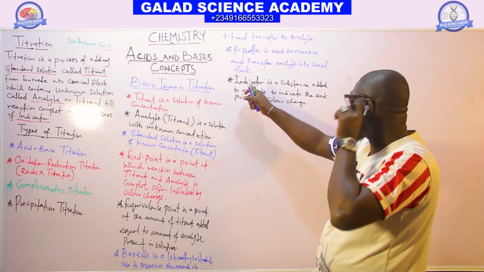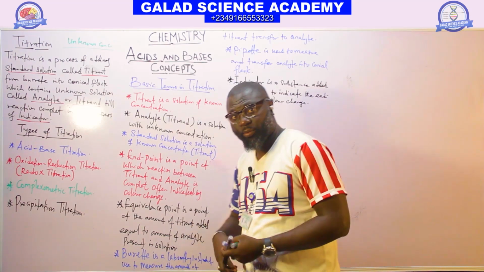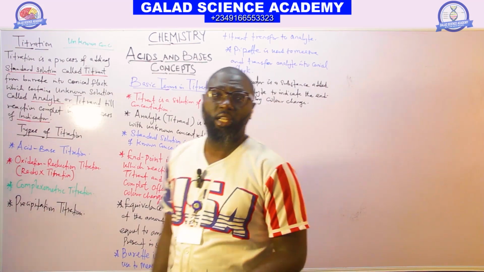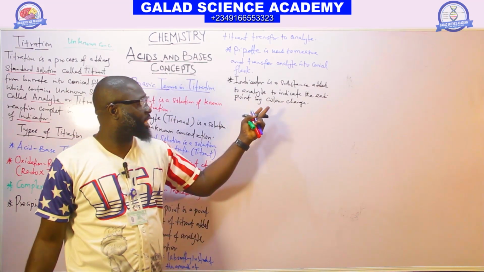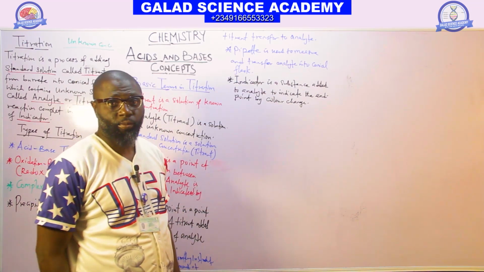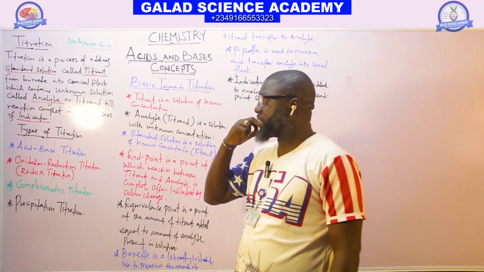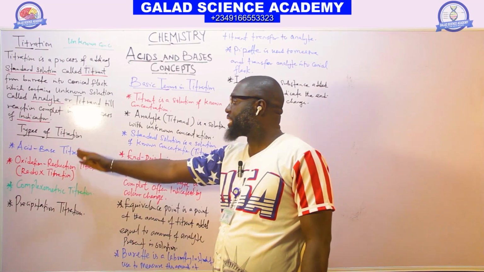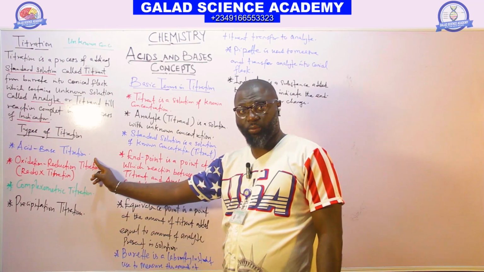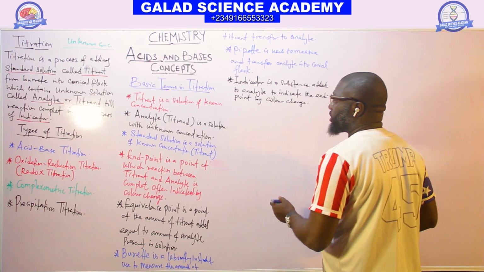So that is a substance added to the analyte, of unknown concentration, to indicate the end point by color change. That is an indicator. That is all about the basic terms on titration. Like I said earlier, our major interest in this class is acid-base titration, so let us start from acid-base titration.